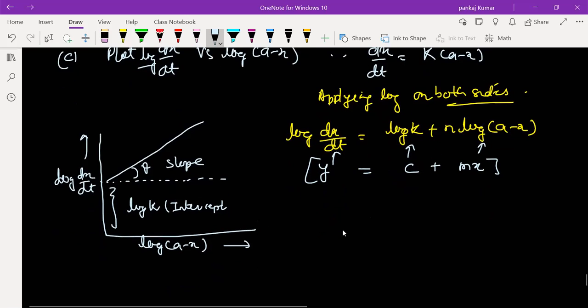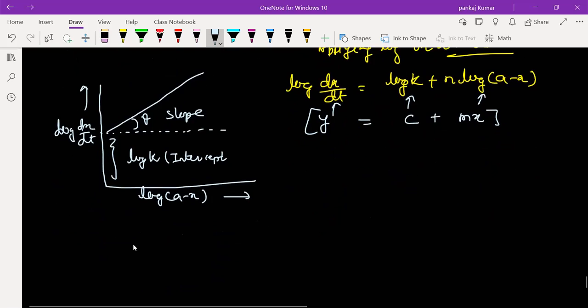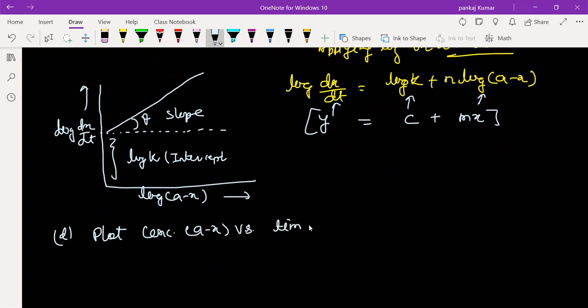Okay, so we left the last graph. Last graph is pending. Plot concentration (a minus x) versus time. This we left: concentration a minus x versus time.